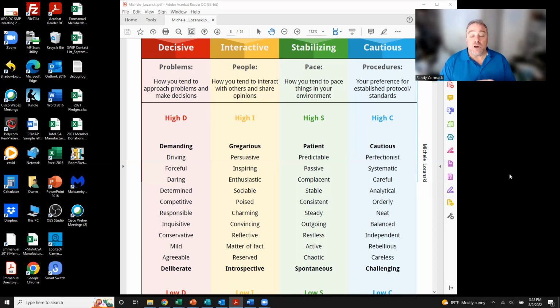The lower C scores, independent, rebellious, careless, and challenging, don't like to have a lot of procedures and rules to follow. They are more independent. They're more open to dynamic change in their environment, in what's happening. I like to describe this as the difference between the high C accountant and the low C mountain climber. It's just a very different behavioral mindset approaching plans and procedures and related things. So that's an overview of the 4 dimensions.